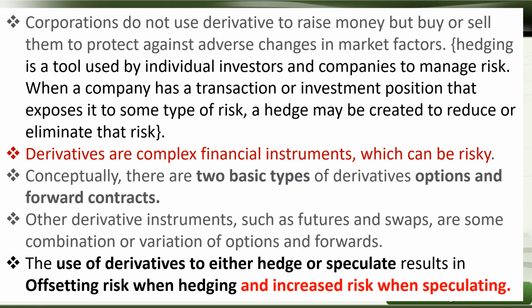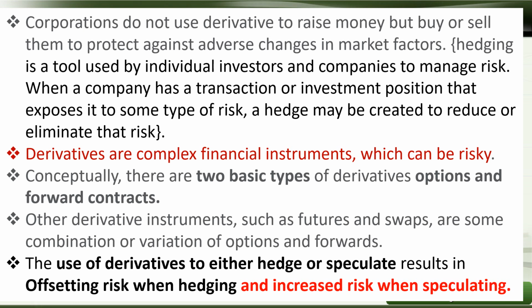Corporations do not use derivatives to raise money, but buy or sell them to protect against adverse changes in market factors. This is called hedging. They don't do it for investment purposes; it is for hedging purposes, to cover the risk. Hedging is a tool used by individual investors and companies to manage risk.